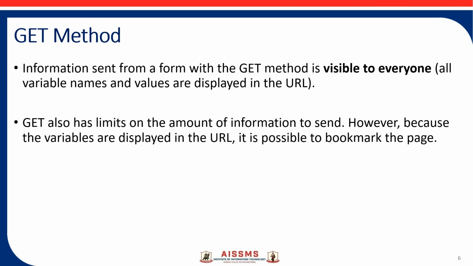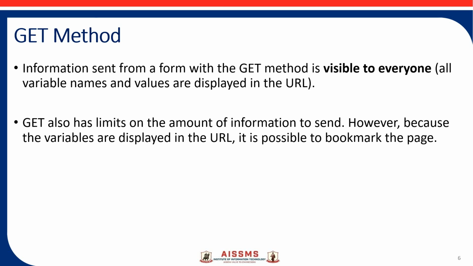GET method. Information sent from a form with the GET method is visible to everyone, as the name values are displayed in the URL. Whenever the form data is submitted with the GET method, the values are appended to the URL, so the data is visible to everyone. GET has a limit on the amount of information to send. However, because the variables are displayed in the URL, it is possible to bookmark the page.